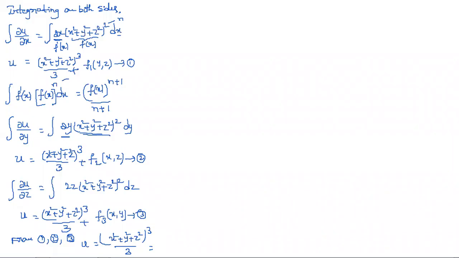Already we know that x² + y² + z² is nothing but r², right? x² + y² + z² is equal to r². So this is r³. Of course, there is a constant also, plus c. I'm taking plus c. So u is equal to r⁶ by 3 plus a constant k. Okay, this is the value of u.